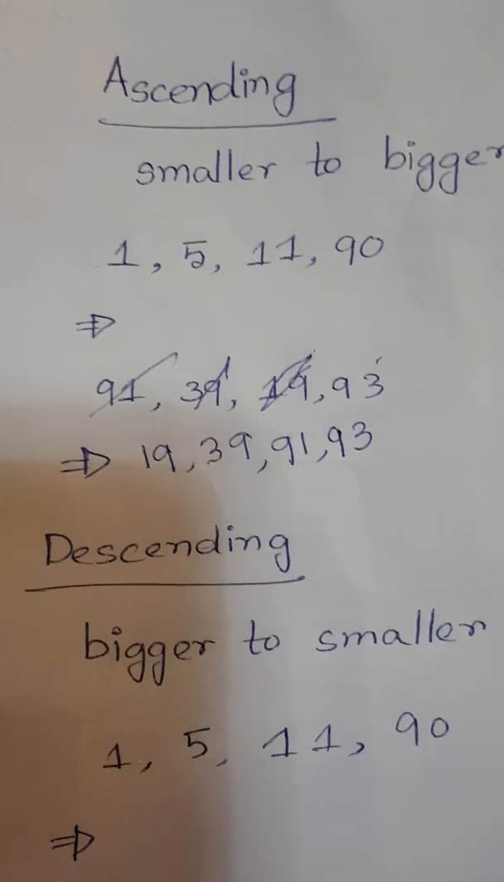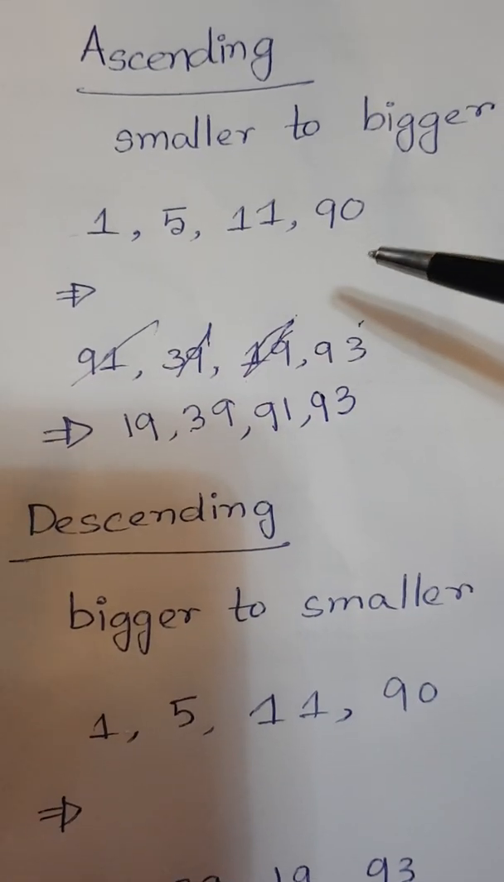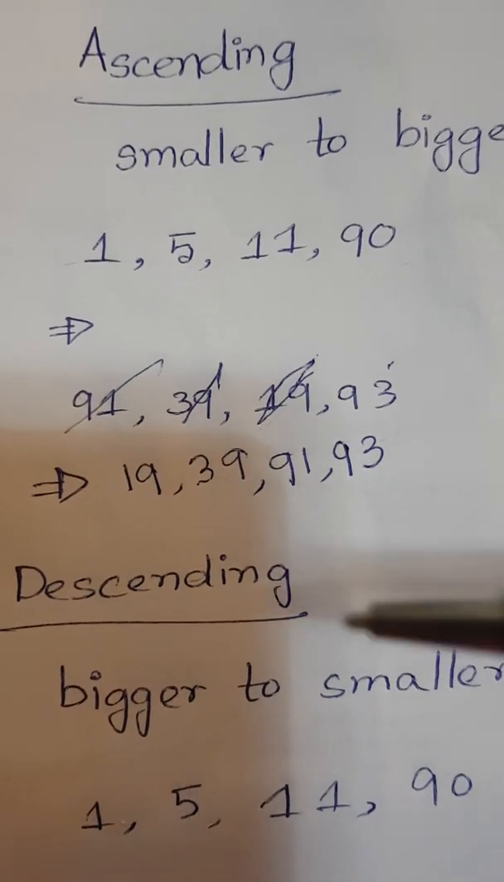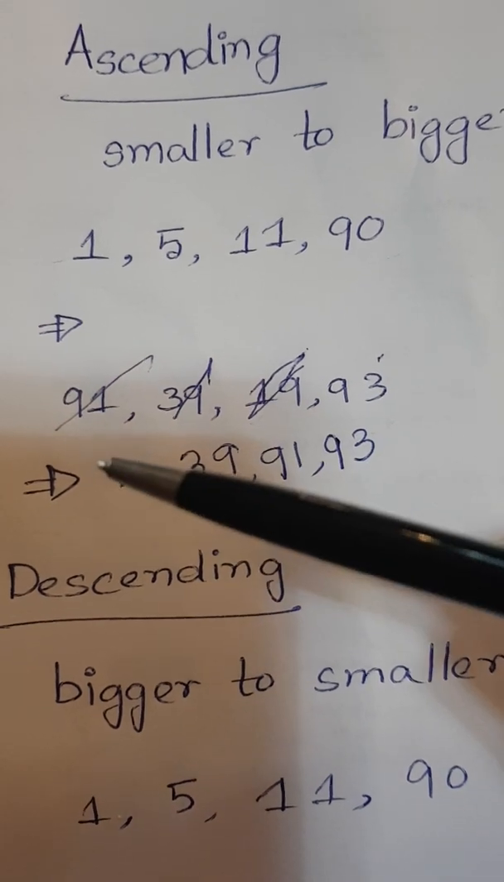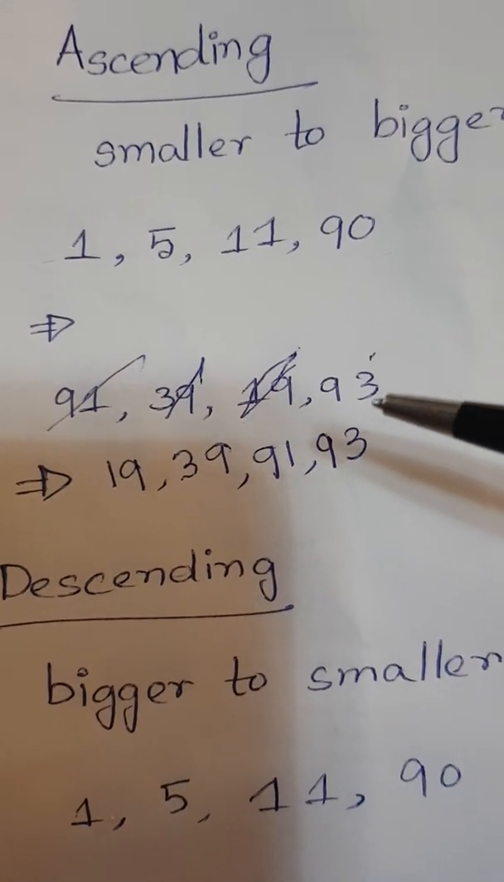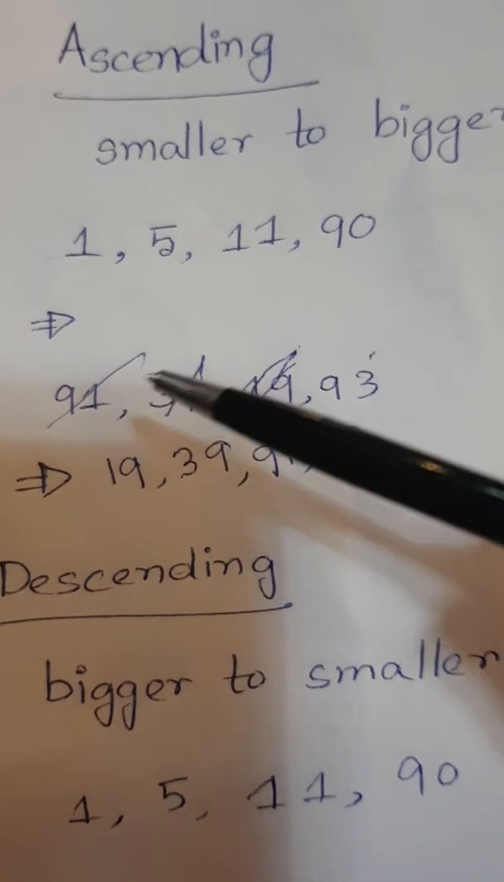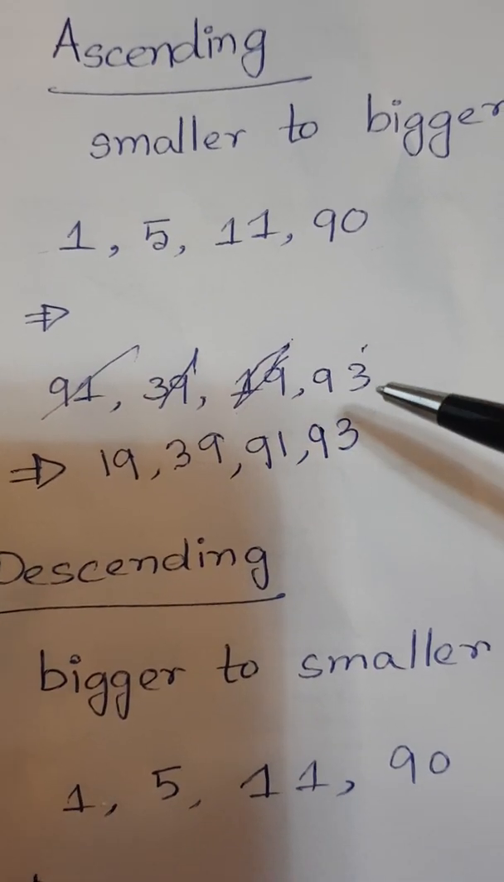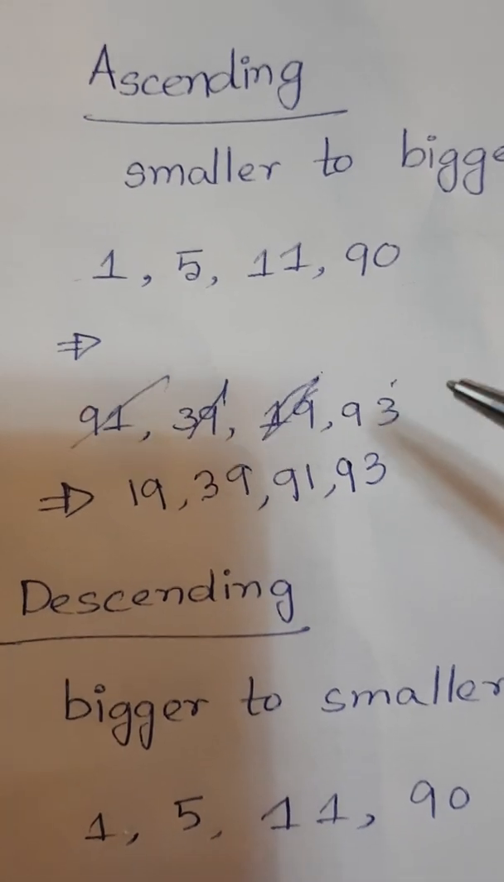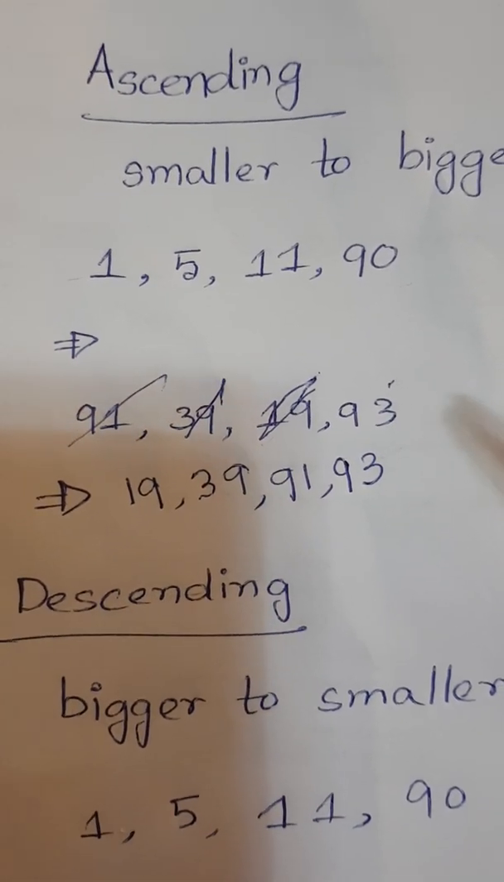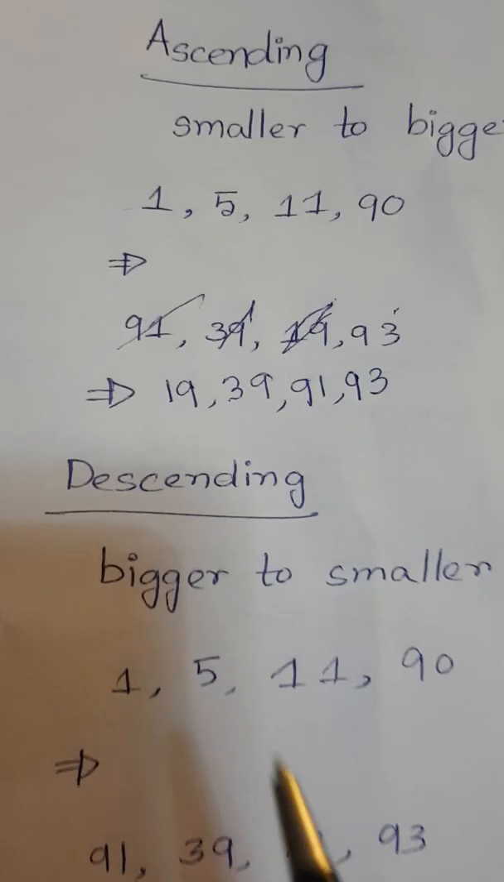So if I ask you to arrange the numbers in ascending order, what do you have to do? Always find out the smallest one in the numbers, then cut it and write it here. Then again find out, until the last one is left. Okay. So this is the way of arranging numbers in ascending order.